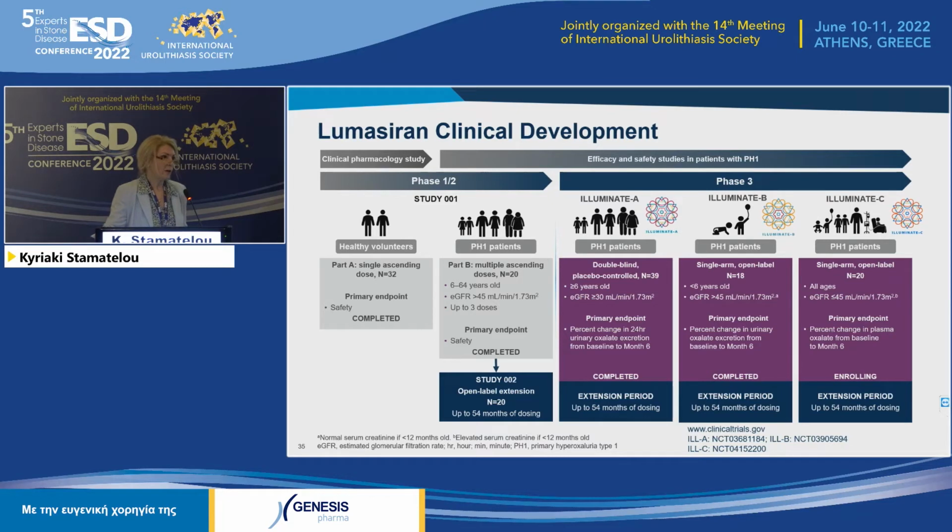This is the sequence of the studies that helped develop lumasiran. The studies are called Illuminate. Illuminate A included patients over 6 years old with an eGFR above 30, both young children and adults. Illuminate B was just for children, and Illuminate C was a study for all ages whose GFR would be lower than 45, so it included patients with CKD and patients on dialysis.